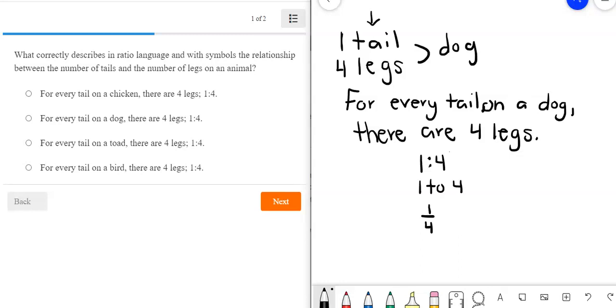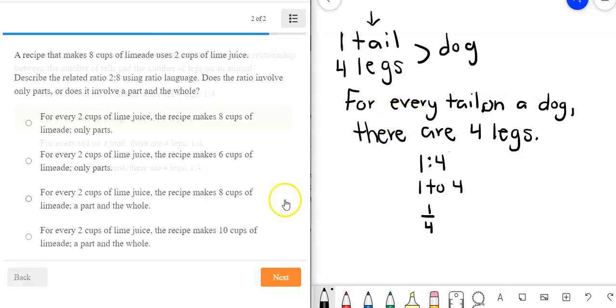But if we get back over to here, I know for every tail of a chicken, there are 4 legs. That is not true. Chickens have 2 legs. For every tail on a dog, there are 4 legs, and that's what we said over there.